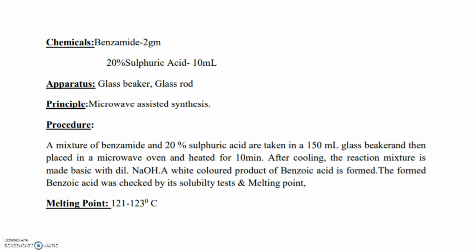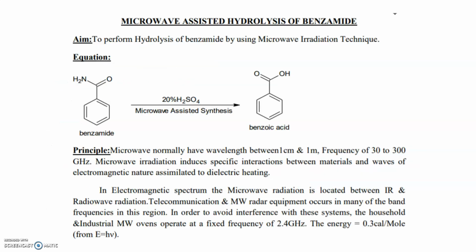Then what apparatus do you need for performing this experiment? You need a glass beaker and a glass rod, nothing else. Then of course, you need the microwave. So this is the principle of microwave assisted synthesis. You have benzamide, you want to convert this into benzoic acid through the microwave, and you need 20% H2SO4, that is sulfuric acid.